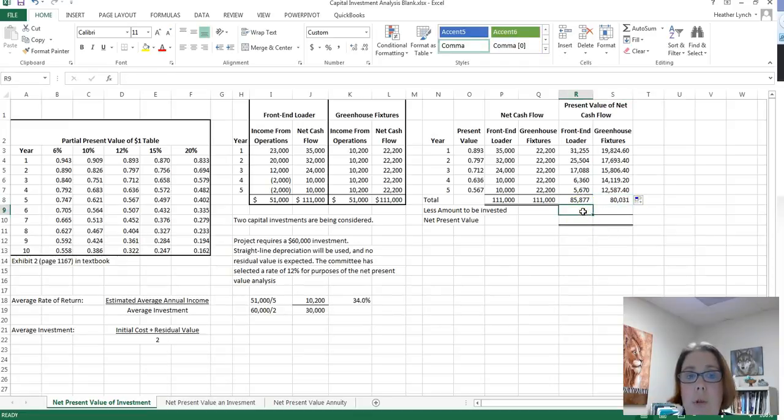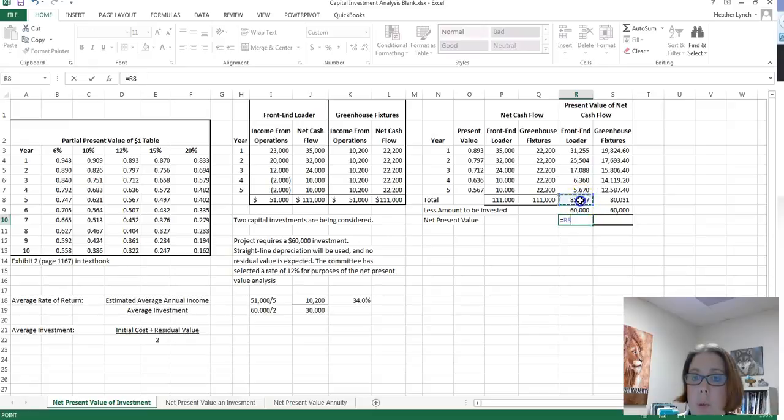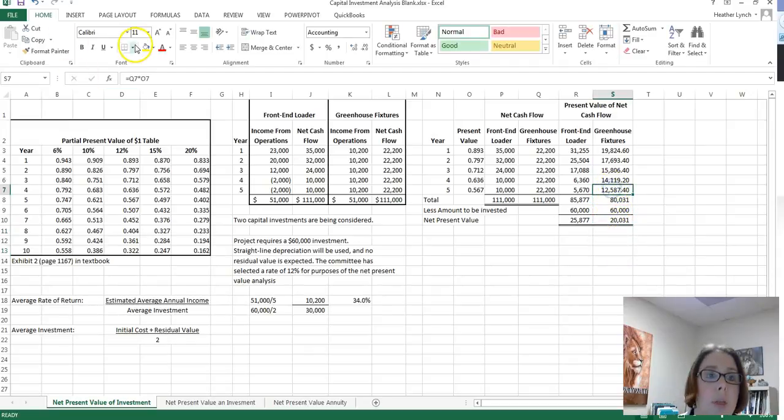But we need to subtract off the initial $60,000 investment that we have to put into this machine. So we take our 85,877 minus your 60,000, and we have a net present value of 25,877. Your 80,031 minus your 60,000 gives us $20,031.